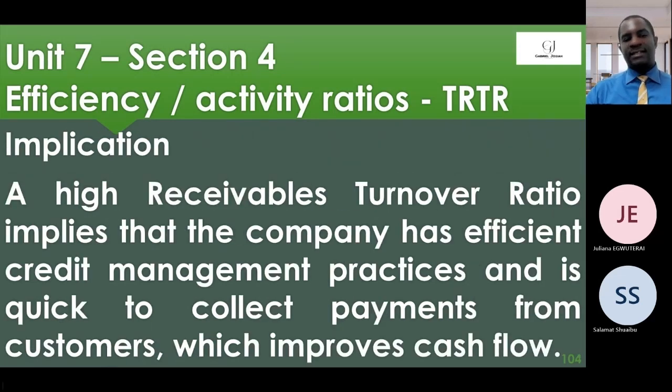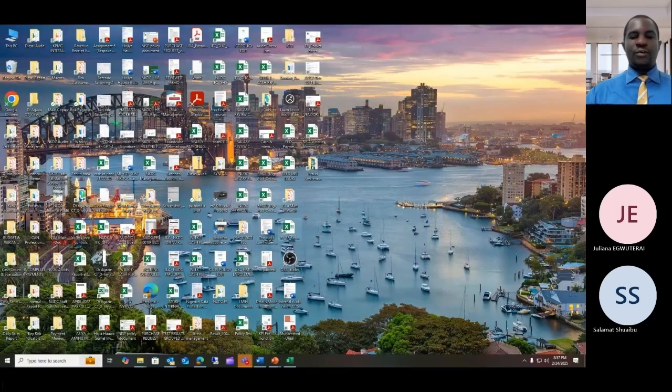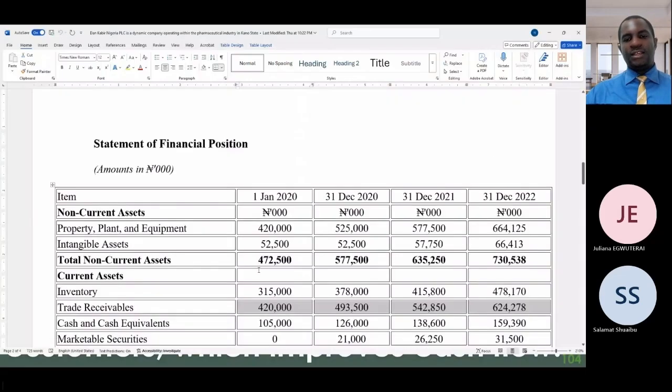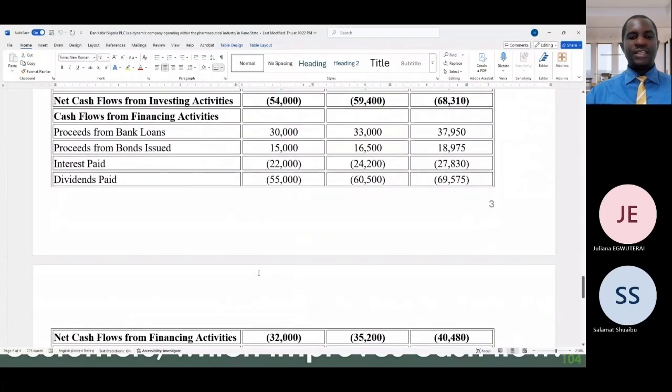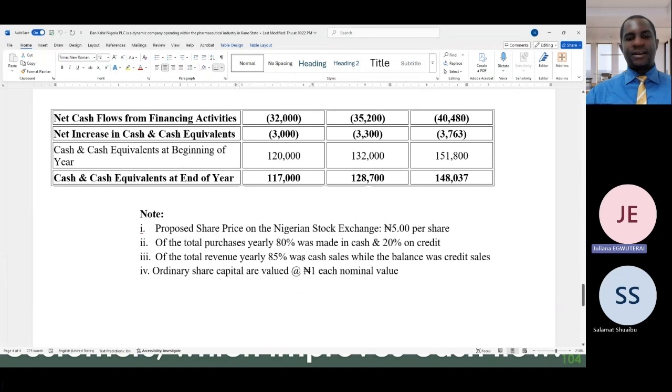And the implication is that where there's a high receivable turnover, maybe it's above 1, 2, 3, like we saw in the inventory turnover ratio, it shows that there are efficient credit management practices and quick collection of payments from customers, which improves cash flow. And another thing that may make them lax to collect the money is that if you look at the percentage of cash sales, it's very high. Their cash sales is about 85%.